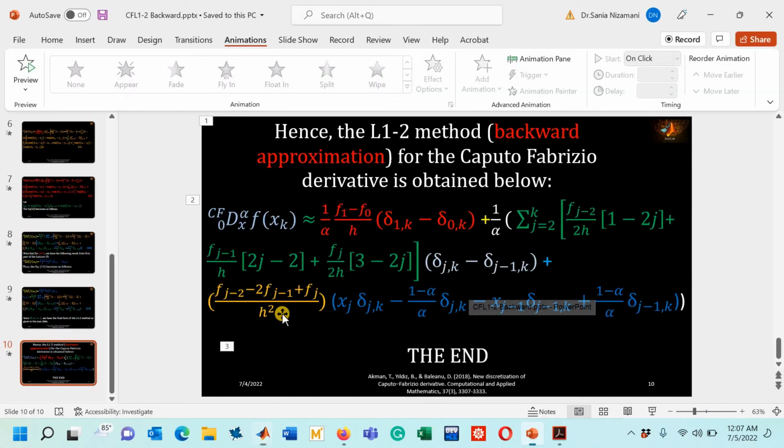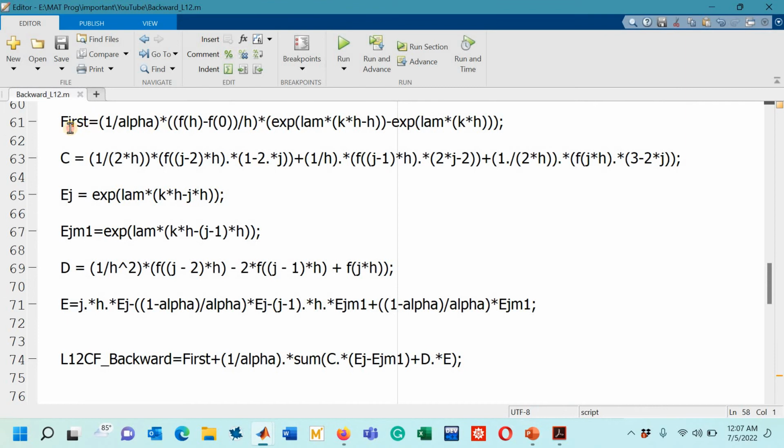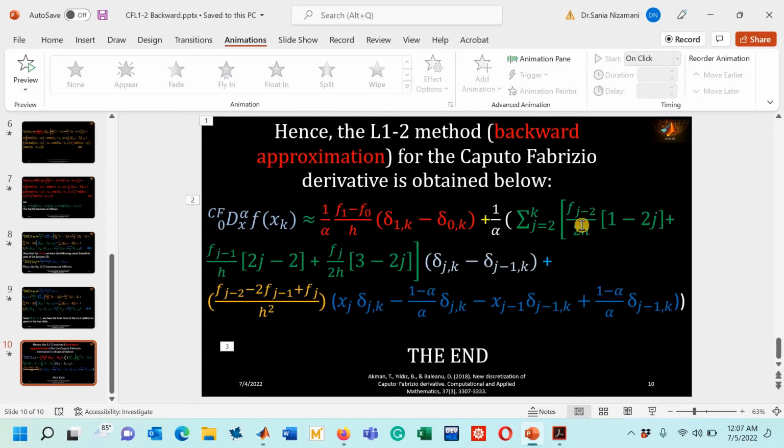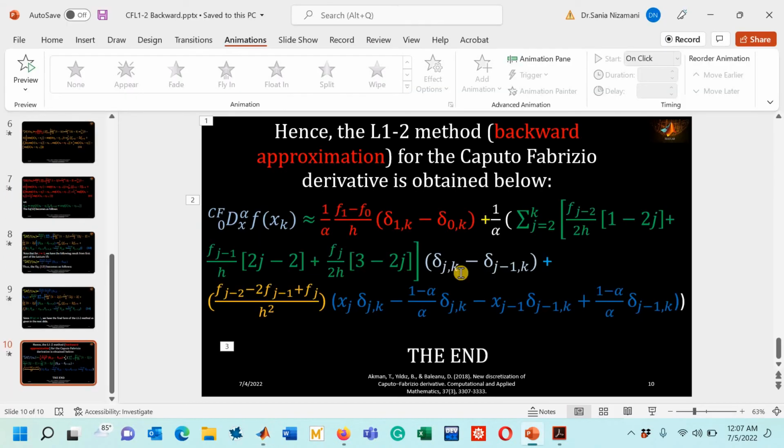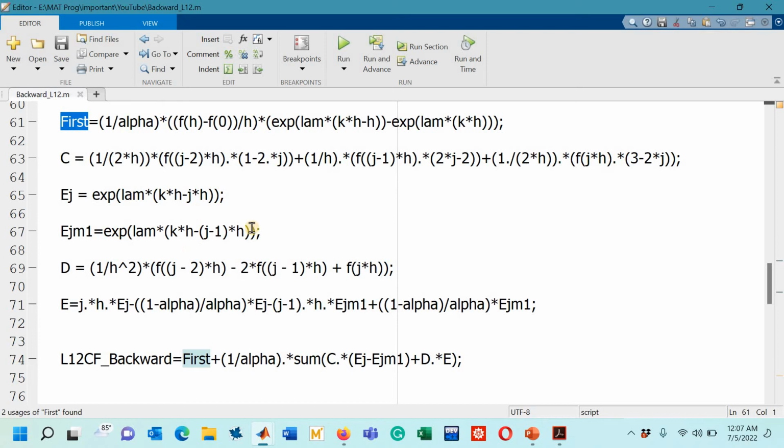In the scheme, let me show you the scheme. You can say it's quite a lengthy scheme, so you can break it. For example, the first one with the red color, I have assigned a name first, and then the part with the green color, you can take it as C. The part with, for example, this white color, you can take it as E, J, and so on and so forth.